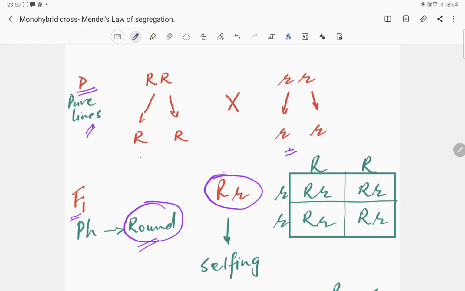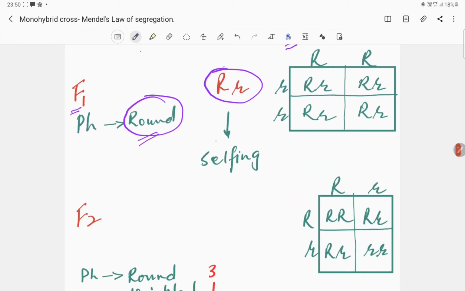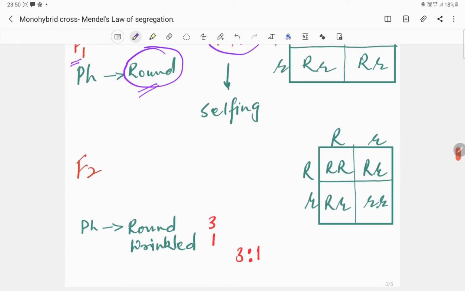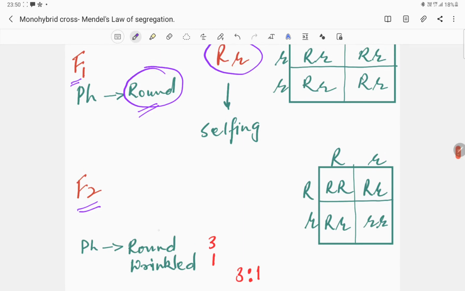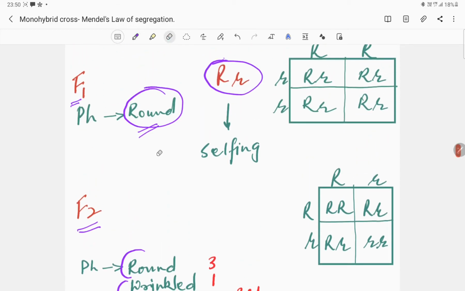Anyway, so what he did next was, he didn't stop there. What he did was he selfed these plants. Basically all of these plants were self-pollinated. And after self-pollination, he got the second generation. We call it the F2 generation. And after selfing, what he found was, he got two types of seeds. He found a large number of round seeds and he found a certain number of wrinkled seeds. And the ratio of those seeds was 3:1, which we will come to in just a little while.